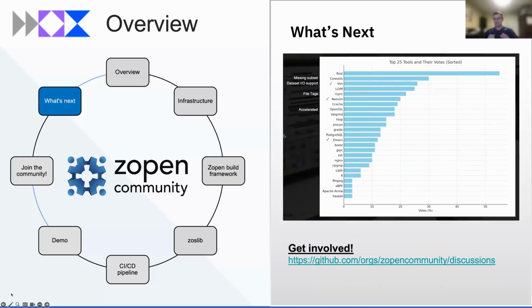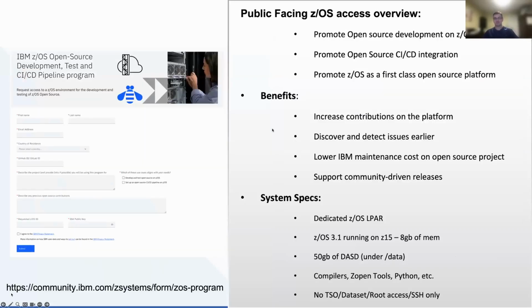So what's next? We are looking to port additional tools. If you are interested in helping us out with any of these top voted tools, let us know. So everything from adding the missing subset for coreutils to adding functionality that's missing in rsync, like being able to preserve file tags, or even porting new tools like Valgrind, HTOP, Gradle, and others. Let us know. Hopefully this will give you an opportunity to contribute and get started in open source today.